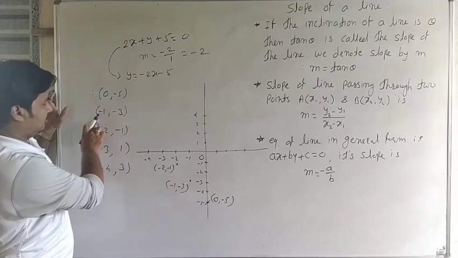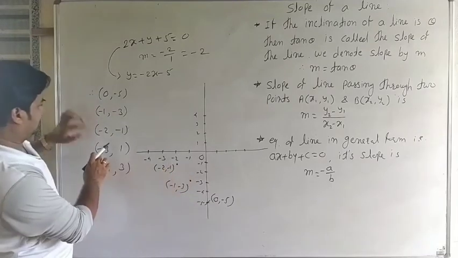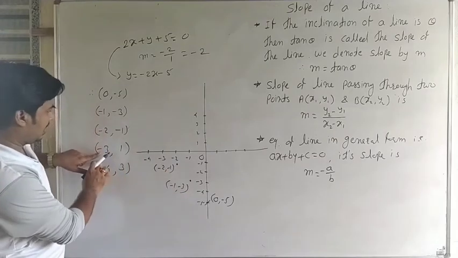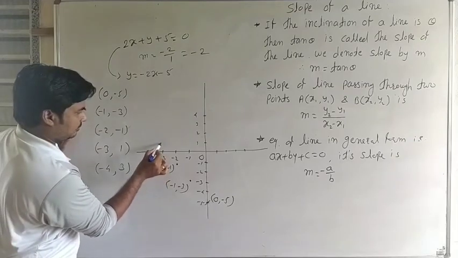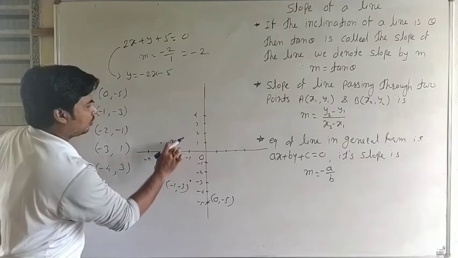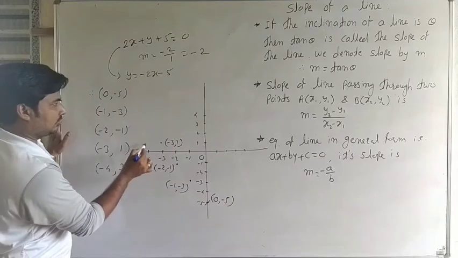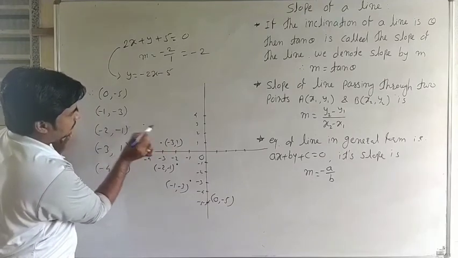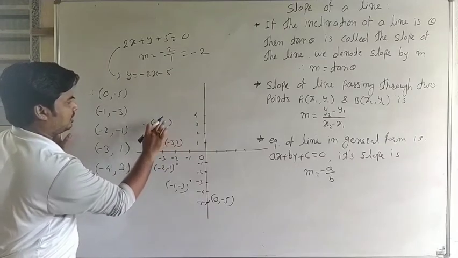Then -1, -3, -2, -1, and -3, 1. Then last, -4, 3. Okay, see carefully.